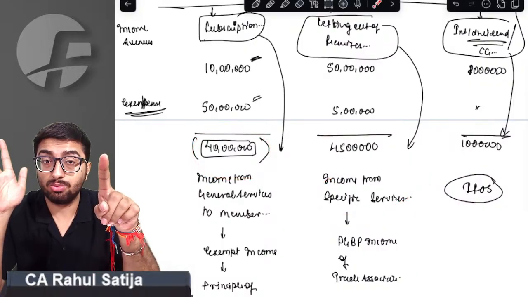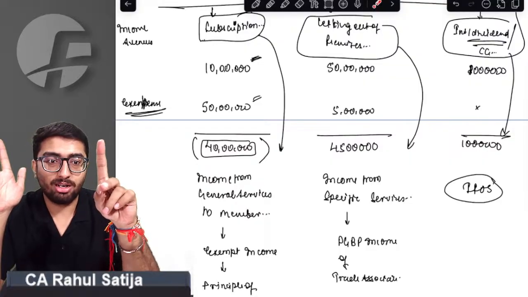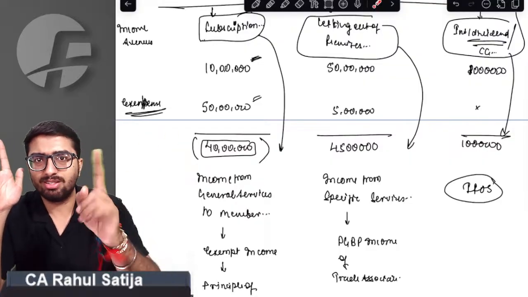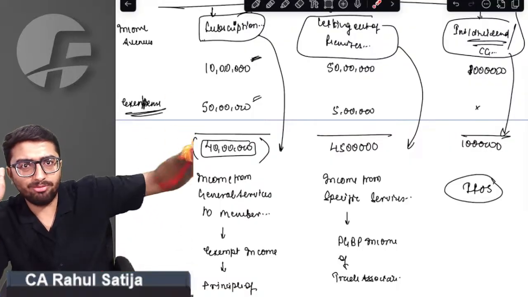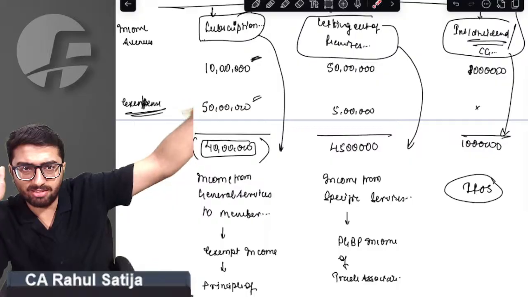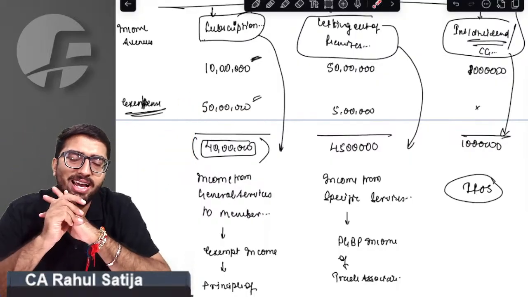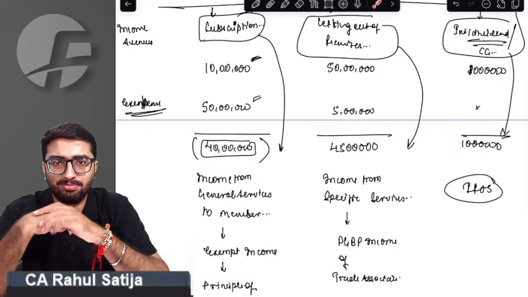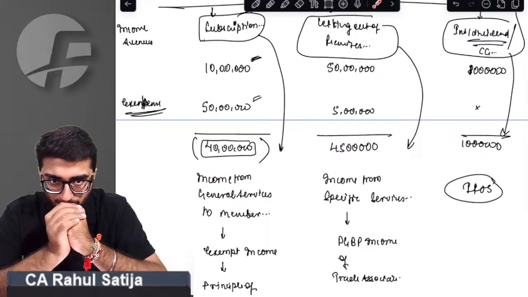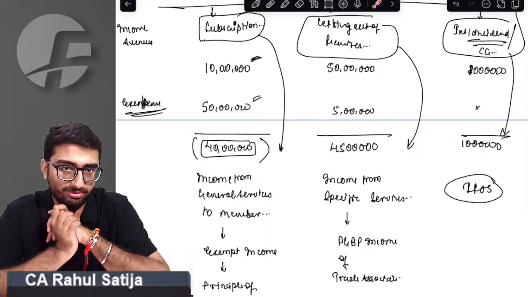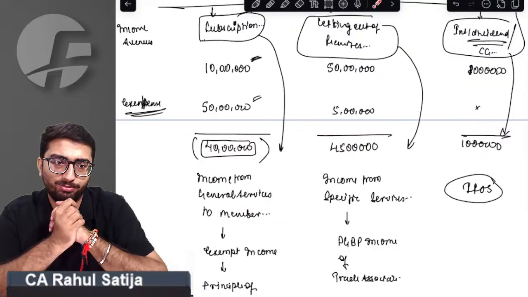Earlier I had asked you that if income is exempt, losses should not be allowed. Can I set off these losses from general income against these incomes of specific services or these income of IFOS? Can I set it off? My question to all of you.